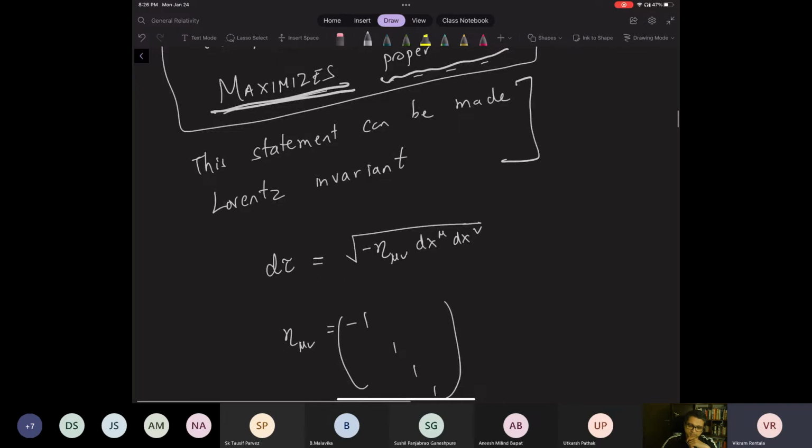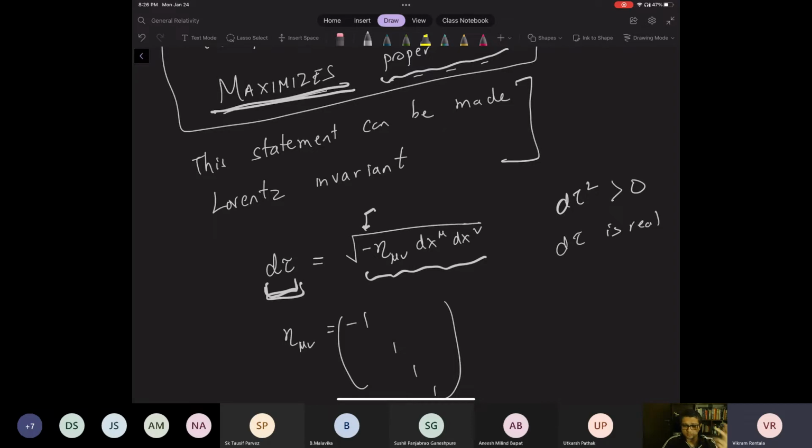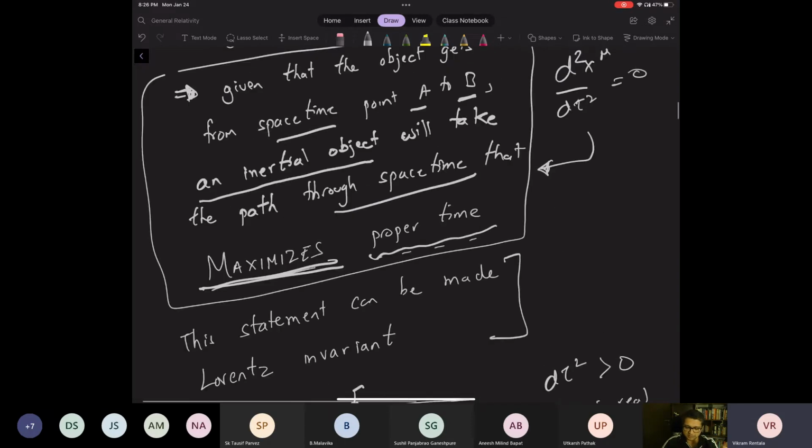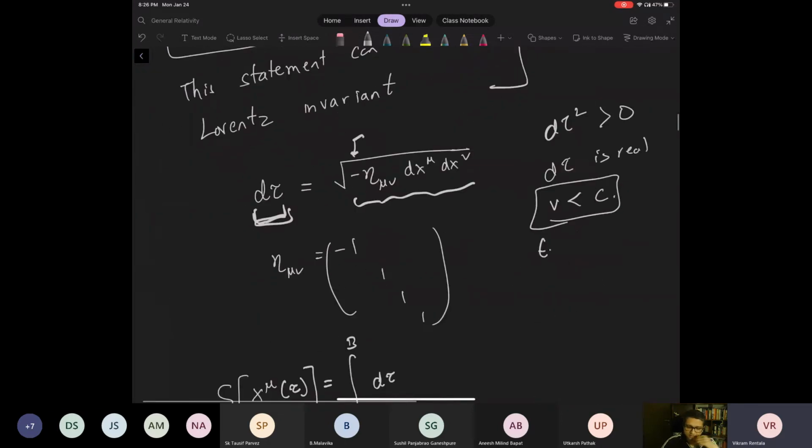The way to say this is that the proper time a particle experiences is just the spacetime interval, eta mu nu dx mu dx nu. The minus sign is because of the signature of the metric we're using, and you take the square root of that. So this is the proper time. The only requirement is that d tau squared is positive, or d tau is real, because the particle has to travel on a time-like trajectory, which is the same thing as saying v is less than c. As we discussed, this is not something that comes out of this equation. You have to impose the condition that the trajectory is time-like.